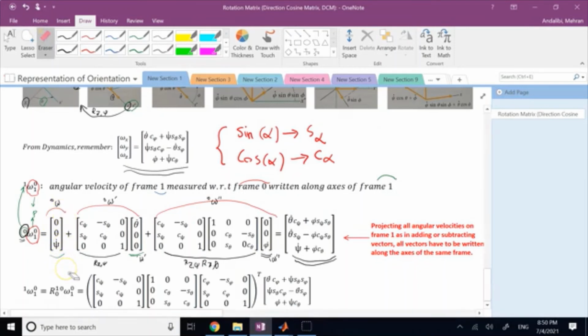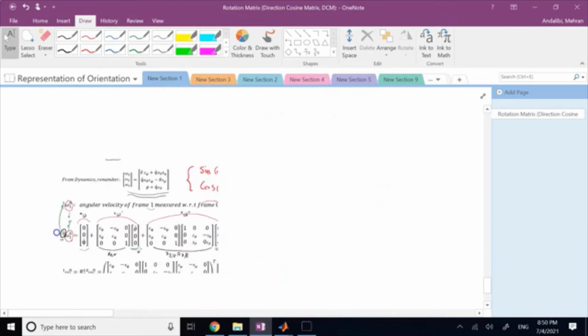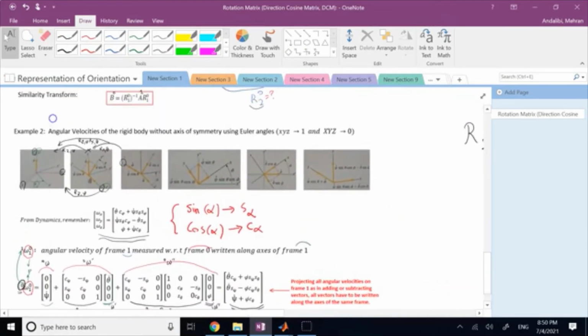Okay, why is that? Because, as I said, both of them show omega of 1 with respect to 0. Both are showing the same vector. But what I have derived so far was in frame 0. What I really want is this very same vector, but in frame 1. And how can I do that? Well, how did I go from the first frame to the last one?